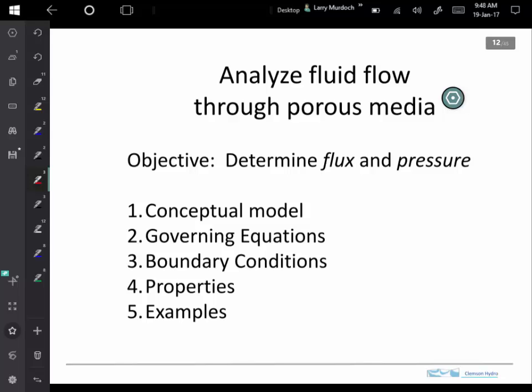Now, to analyze this process, we want to take a look at how we're going to do that. So here are the steps. We'll have a conceptual model and then get into some of the equations. And ultimately what we're going to want to be able to do is determine the distribution of pressure within the porous media and the distribution of flux. So flux is a vector, so we'll need to know what the magnitude and direction are and how that is distributed through the region that we're interested in.